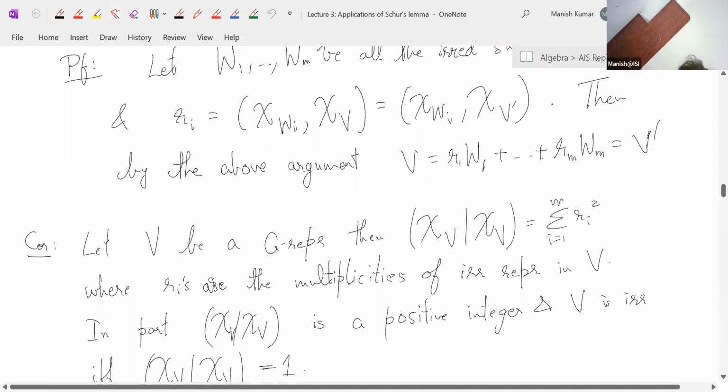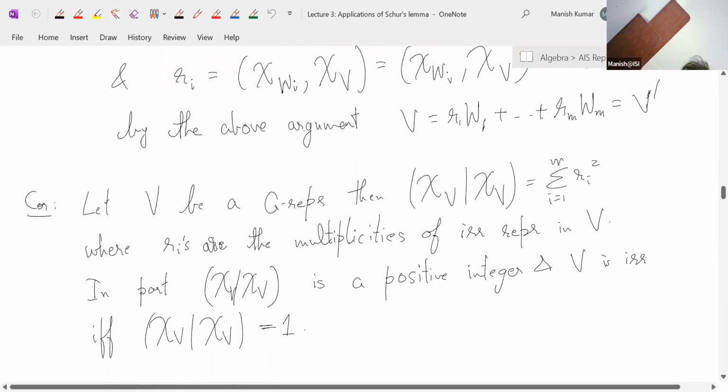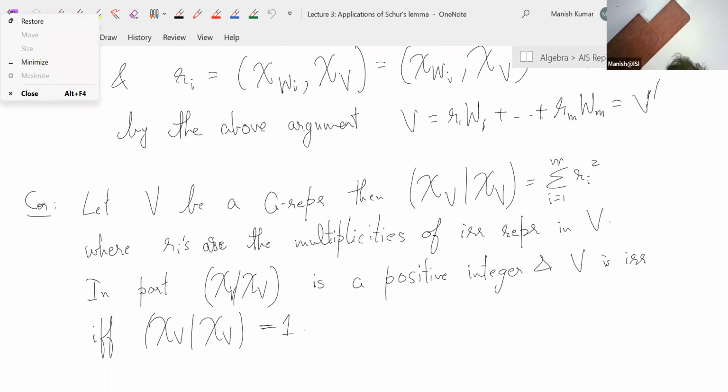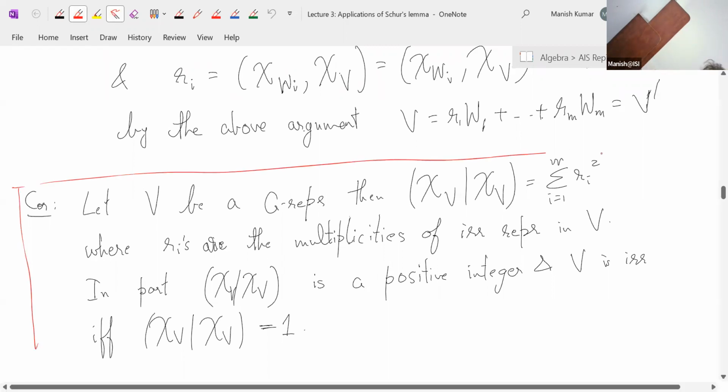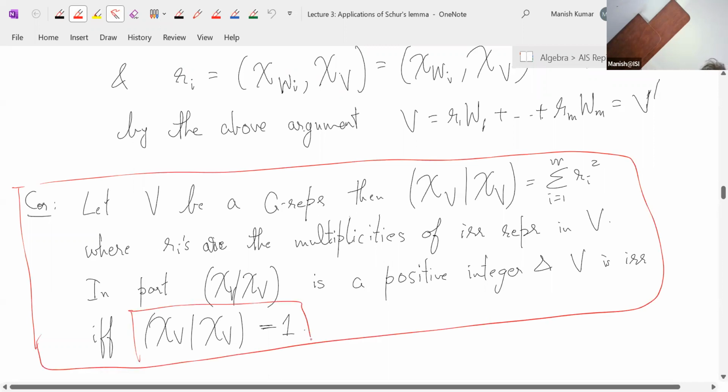So this is a positive integer, and v is irreducible if and only if this pairing is 1. So another way to characterize an irreducible representation is you look at its character and do the pairing with itself. If you get 1, then it is irreducible. Otherwise it's not irreducible. Otherwise, you'll get some other positive integer, but it will be some sum of squares. So it could be any integer, but can't be 1. So this gives you another characterization of irreducible representation.